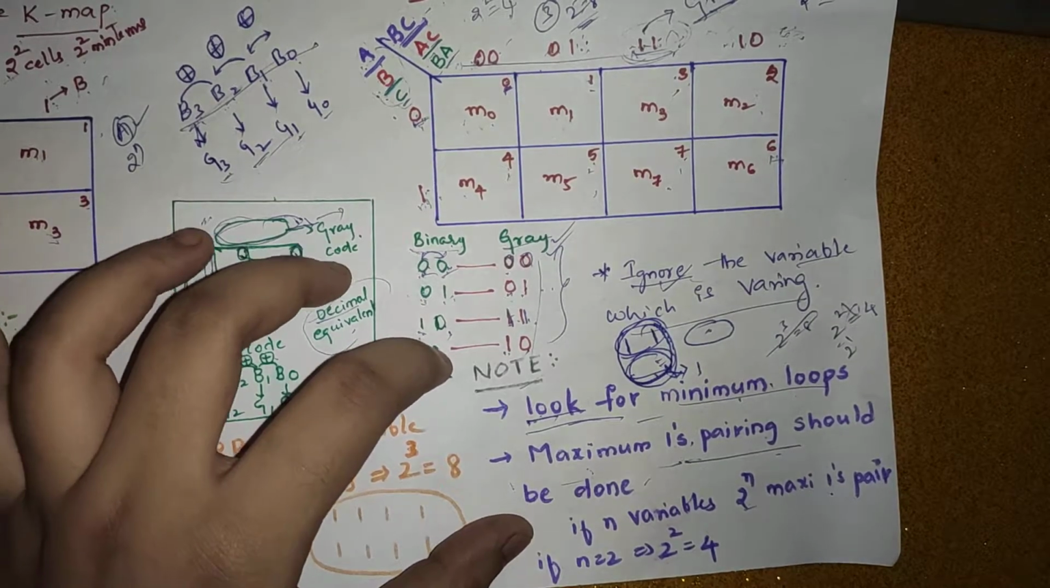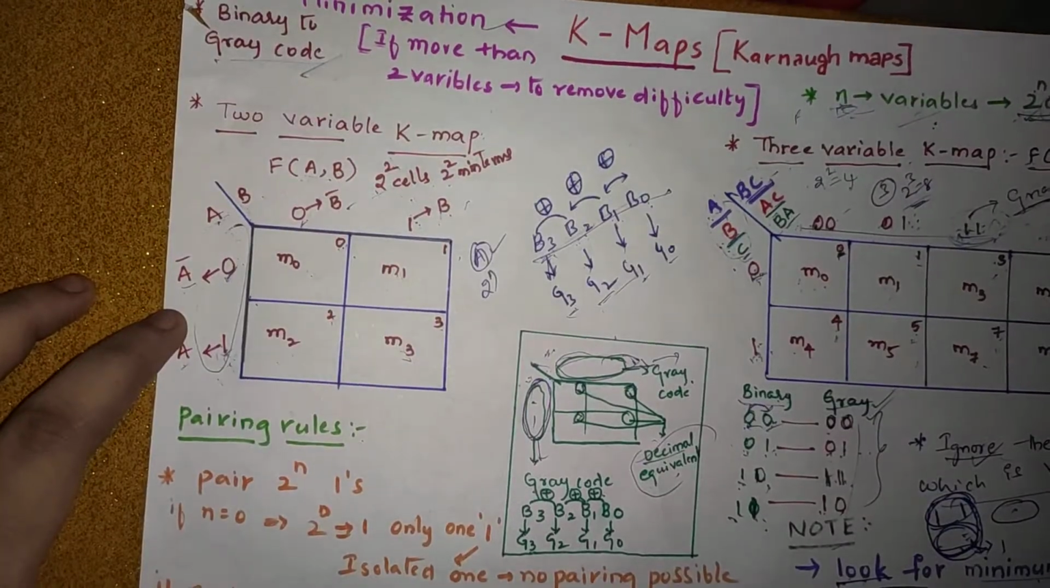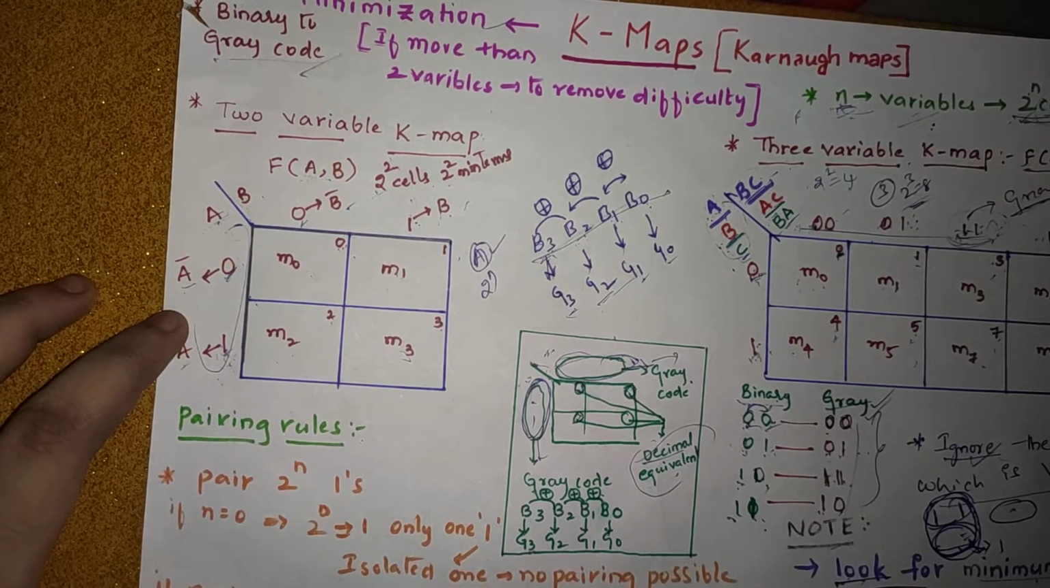Okay. This is our 2 variable and 3 variable K-maps.